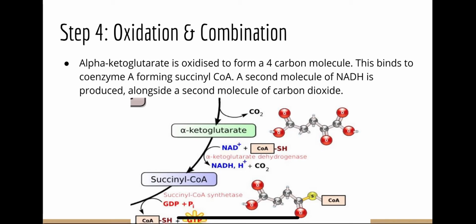Next, step 4. Oxidation and combination. Alpha-ketoglutarate undergoes oxidation and is oxidized by NAD+ to form a 4 carbon molecule. After oxidation, coenzyme A binds to the succinyl and creates succinyl-CoA. The second molecule of NADH is produced and the second molecule of carbon dioxide is released.